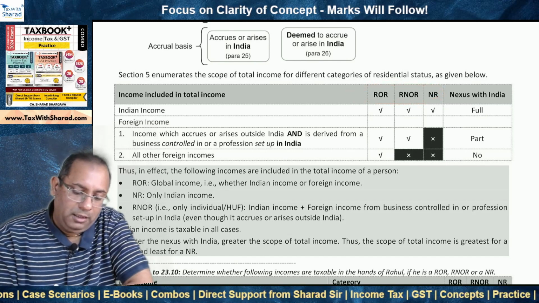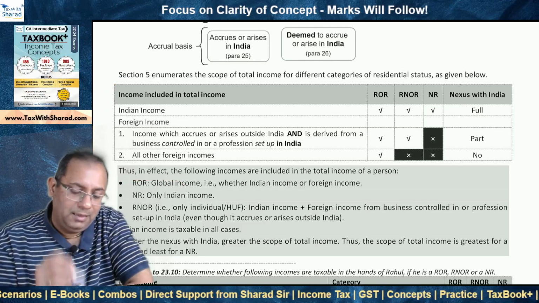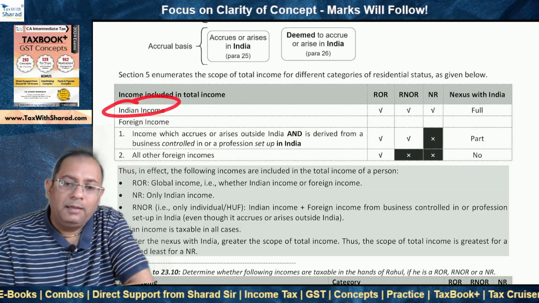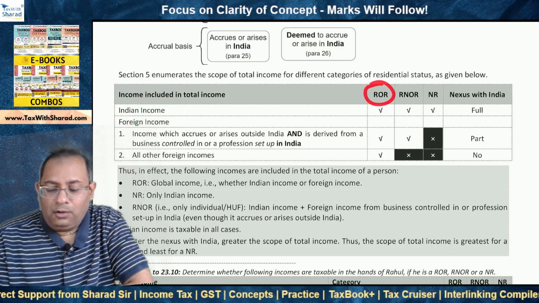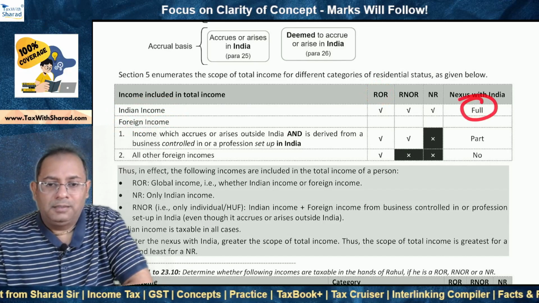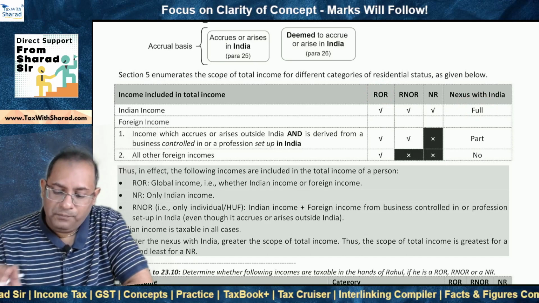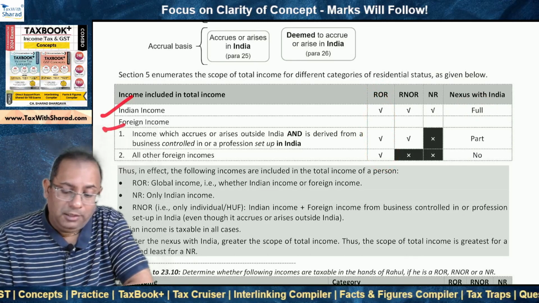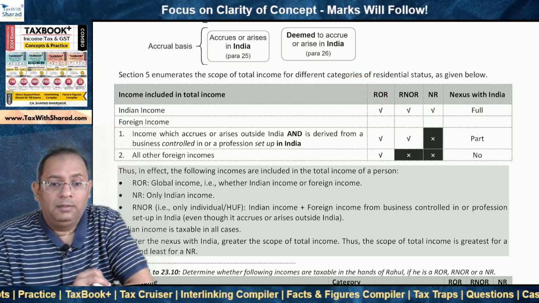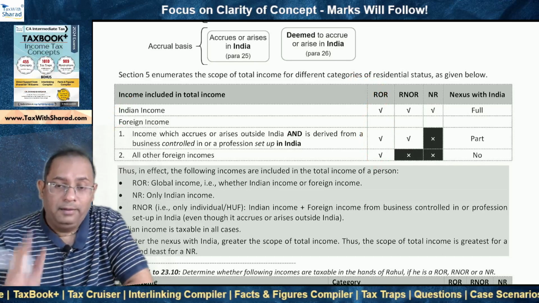Now, if you look at this table for scope of total income, you will realize this clearly. So there is this Indian income, and then there is a foreign income. So in the case of ROR, the nexus with India is the greatest. It is actually full. Okay. So the taxability is also the greatest. Indian income as well as foreign income is taxable in the case of ROR. That means the global income or the worldwide income.